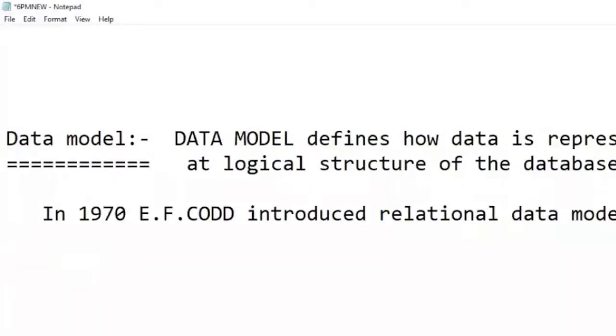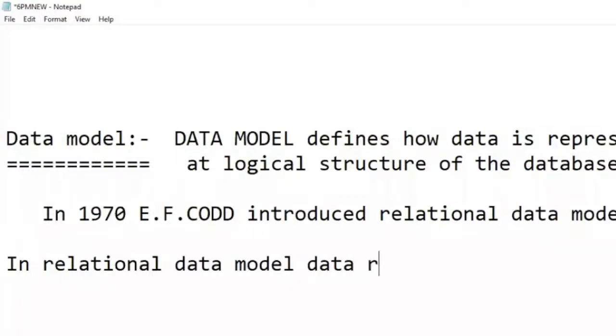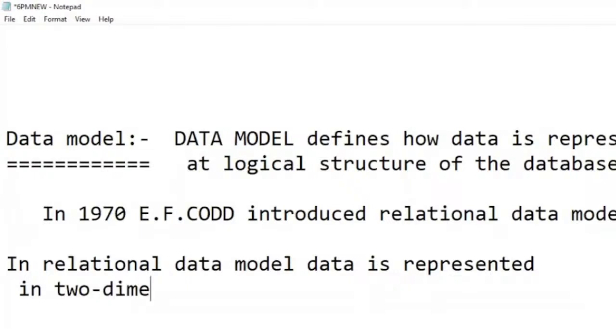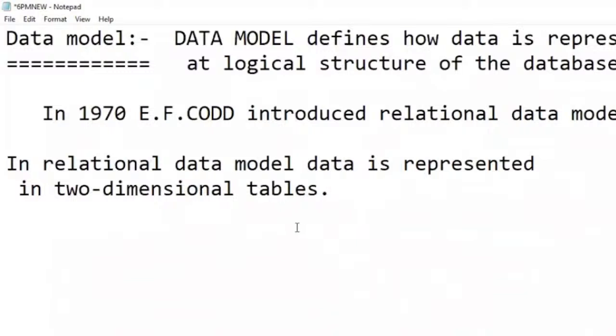Observe it here. In the relational data model, data is represented in two-dimensional tables, in the format of rows and columns. That is nothing but two-dimensional tables. Okay? But unfortunately, slowly observe here. Why these relational data models? The relational data model products we are operating also.